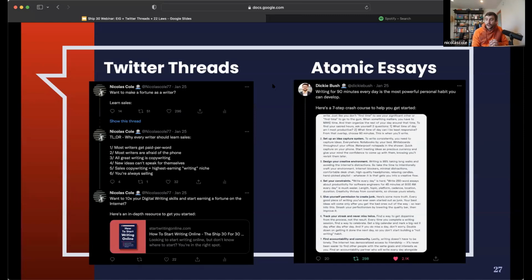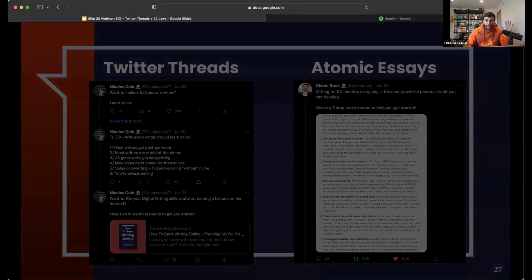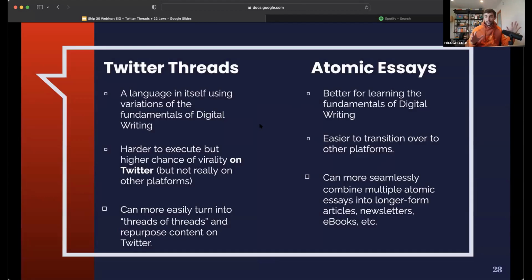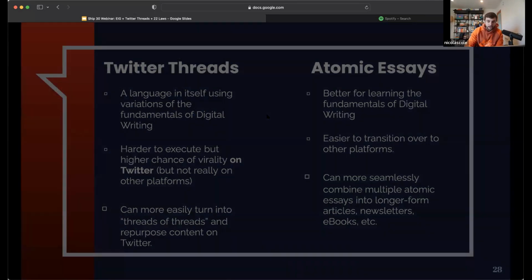Twitter threads are kind of a sub-language of online writing. They are their own, it's like its own dialect, okay? And even though it's awesome to know how to write on Twitter, the reality is that those skills don't carry over as easily to other formats. So that's why we teach the atomic essays first, and then we get into Twitter threads second, okay? So this is essentially just recapping, same thing. Twitter threads are harder to execute, which is why we teach them second, but they do have a lot of chance for virality as well. But so do atomic essays. We've seen both. Okay, they're just different languages.